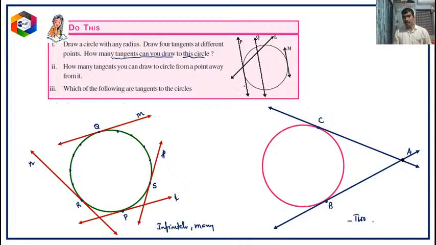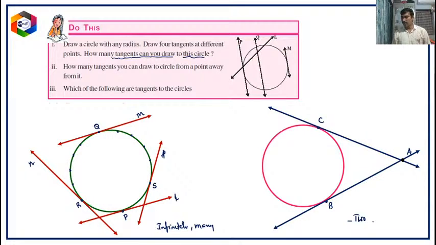So children, you can observe here there are 4 different lines. L is a line, M is a line, P is a line, Q is a line. Now which are tangents? Can you identify? Can you identify, please, children? So what are the tangents which are drawn in the diagram? Can you name them?